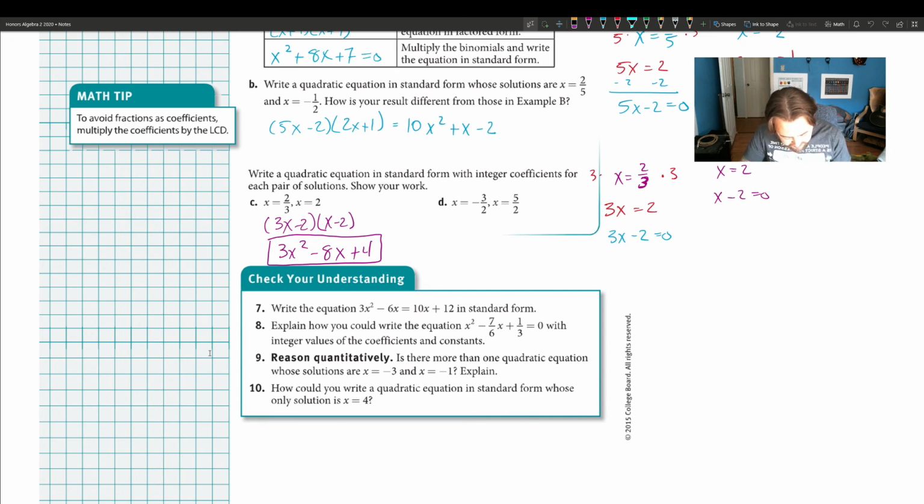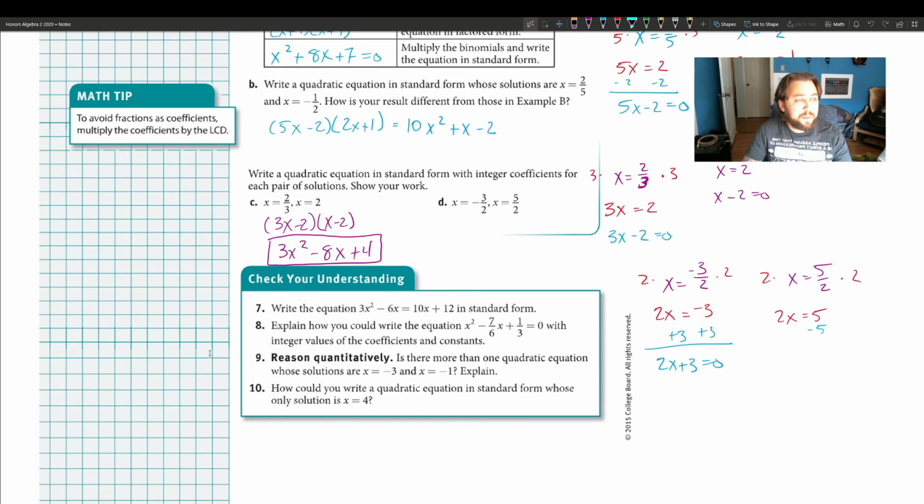x equals negative 3 over 2. I'm going to clear my fraction. We'll get 2x equals negative 3. I want it to be equal to 0, so I'm going to add 3 to both sides. Get 2x plus 3 equals 0, so there's our first one. Our other one is x equals 5 over 2. We will multiply by 2 and get 2x equals 5. We will subtract the 5 and get 2x minus 5 equals 0.